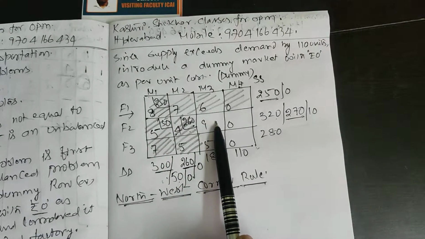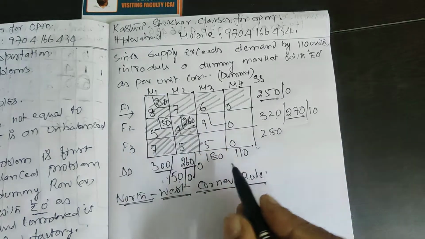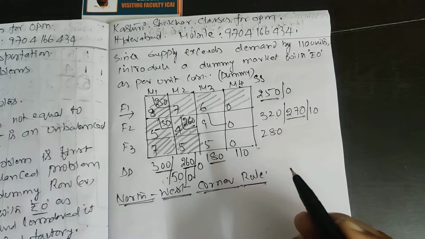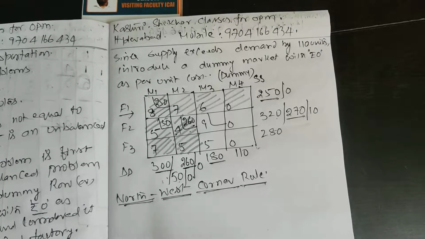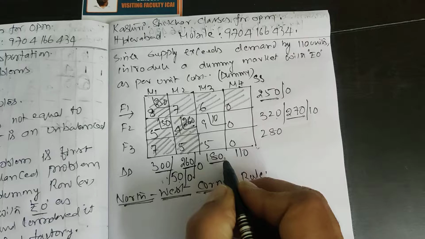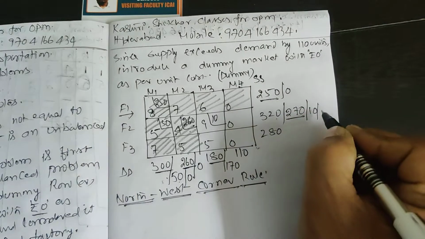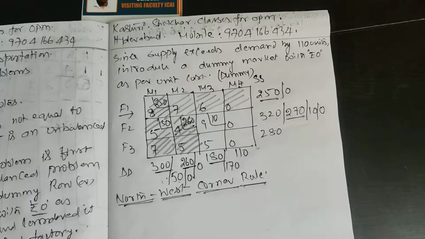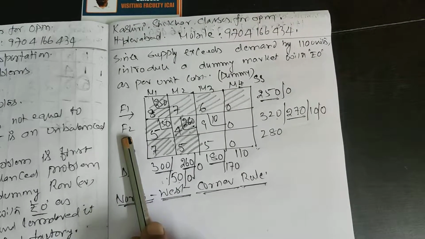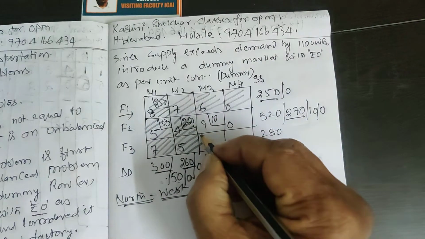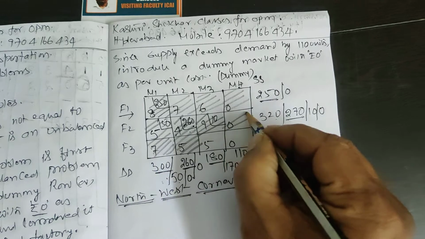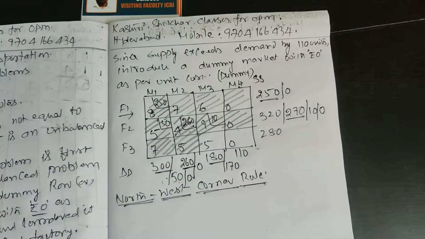Now you can supply the goods to third market. How many units are required? At market 3, 180 units are required. How many units are available? At second factory, only 10. First 10 units are supplied from second factory to third market. So its requirement is reduced to 170. Availability at F2 now will become 0. Now I cannot supply the goods from factory 2 to any market, so factory 2 is eliminated from the picture.